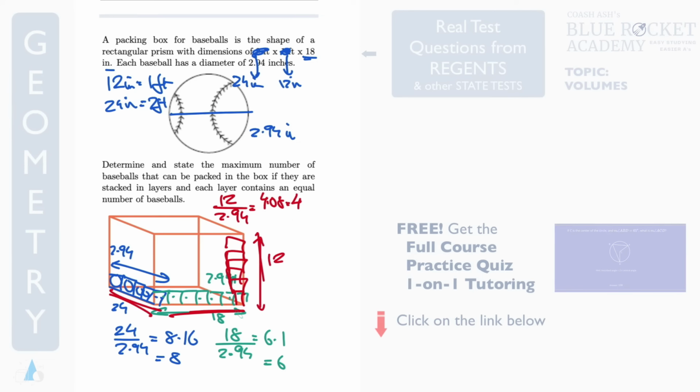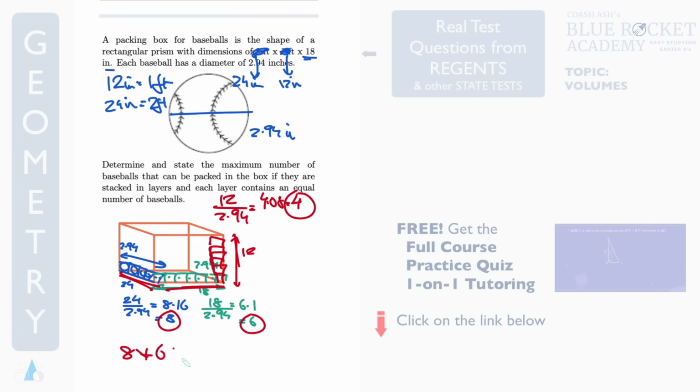So of course the total number of balls is just going to be the multiplication of 8 times 6 times 4. When you put that in a calculator, it's going to be 192 balls. So the maximum number of balls that can be packed in the box is 192.